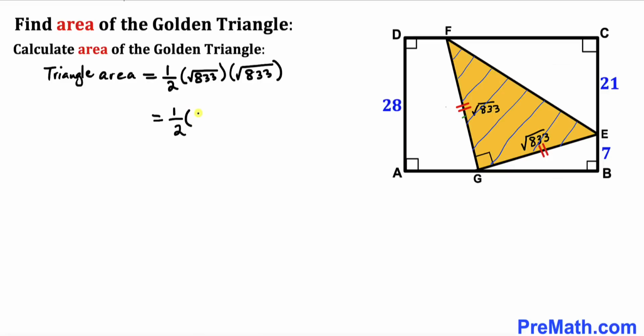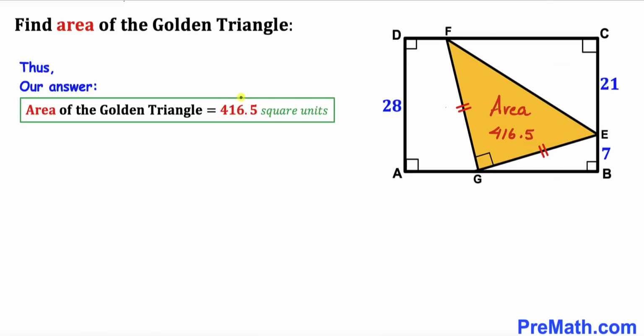So therefore I can write 833 over here. 833 divided by 2 is going to give us 416.5 square units for this triangle area EFG. So after all the manipulations and constructions, we got the area of this golden triangle EFG as 416.5 square units, and that's our final answer.